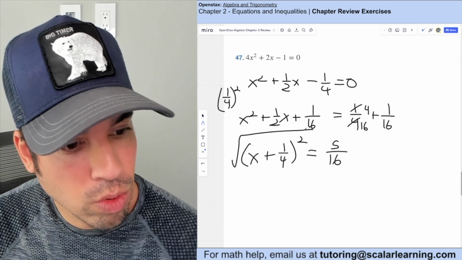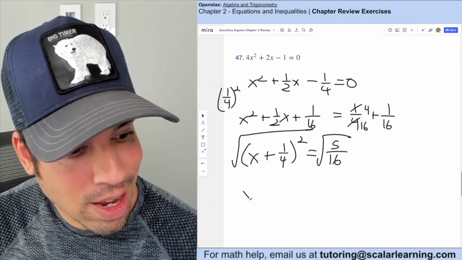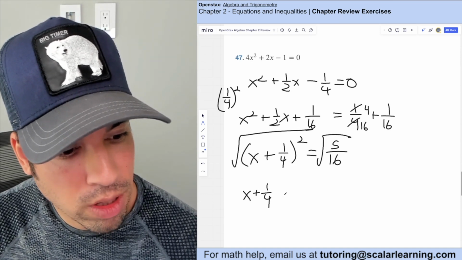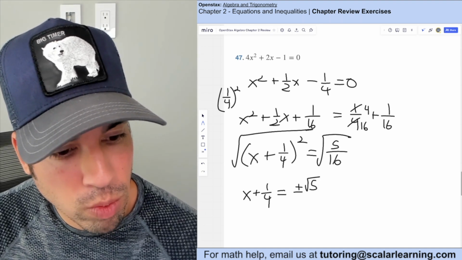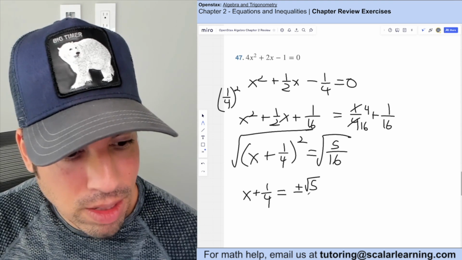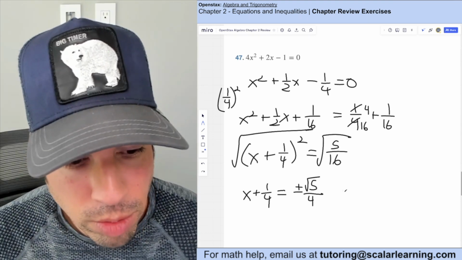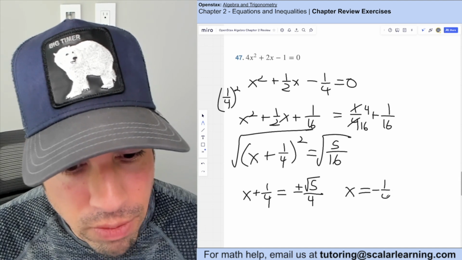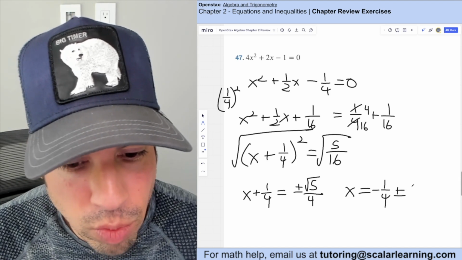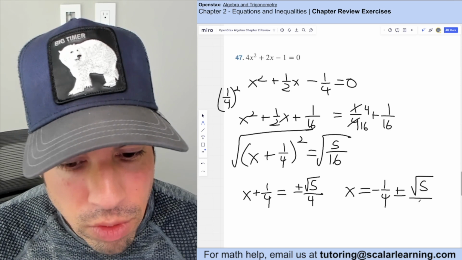Now we're going to take the square root of both sides. And I got x plus 1/4 equals plus or minus the square root of 5 over, what is the square root of 16? Because I can break it up. That is 4. So once we subtract 1/4 from both sides, we have negative 1/4 plus or minus the square root of 5 over 4.